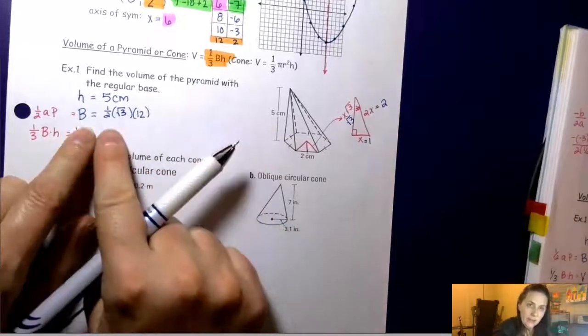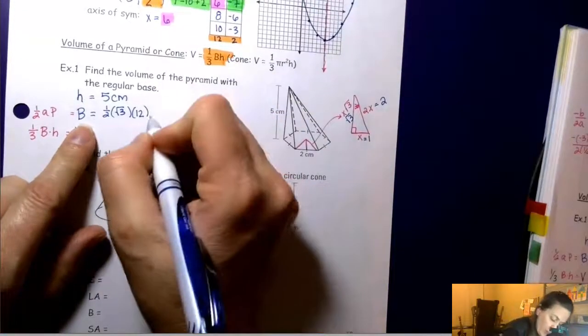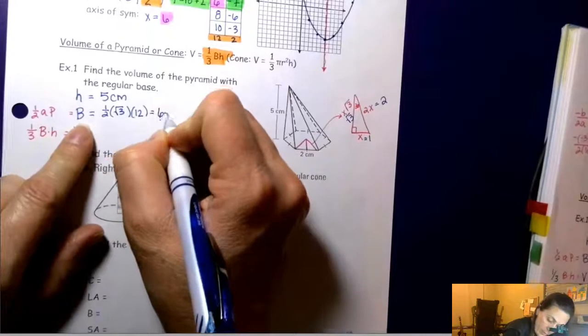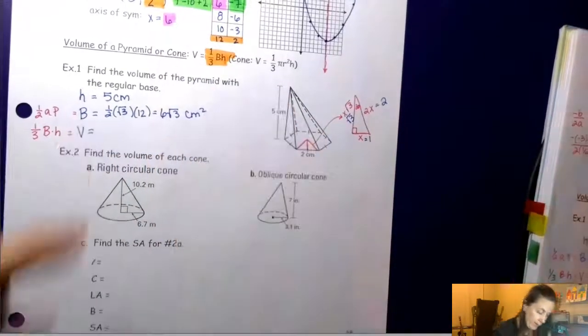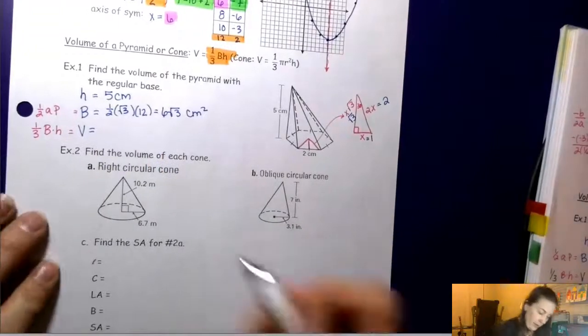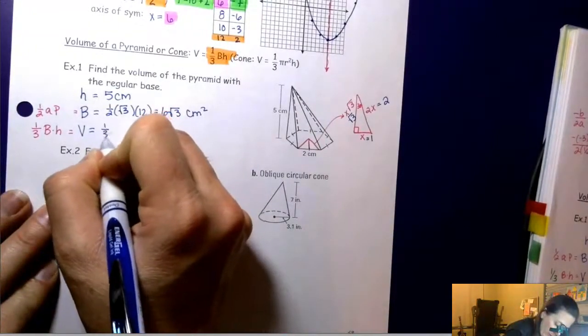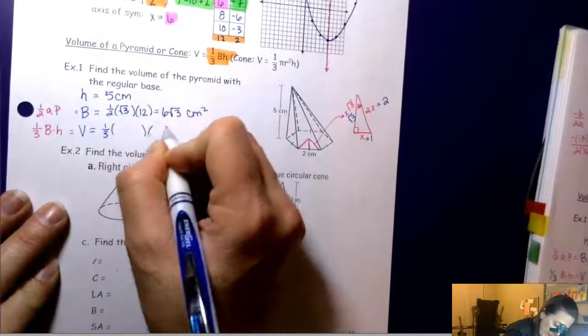Well, I'm not done with the base yet. I can simplify. Half of 12 is going to be 6 root 3. Area is going to be centimeters squared. So here I have enough information. I'm going to put in 1/3 area of the base times the height.